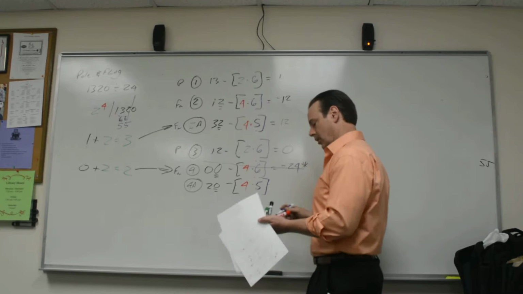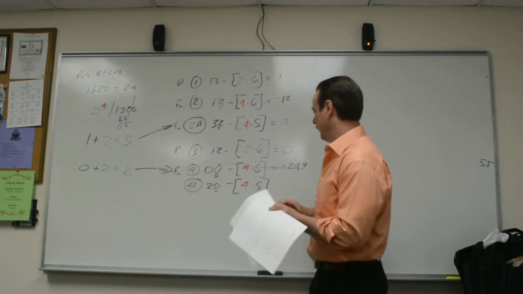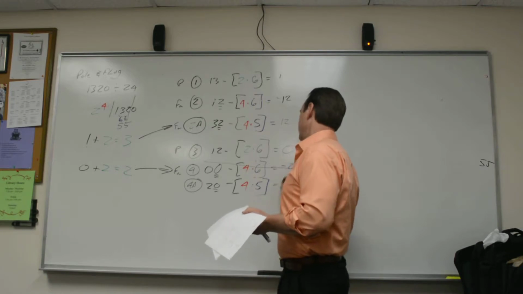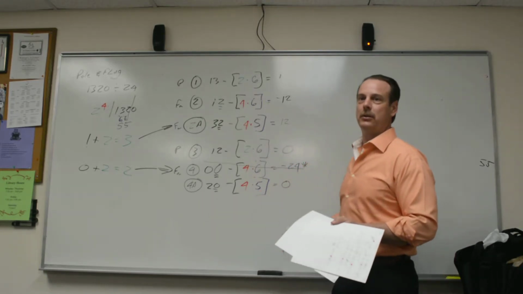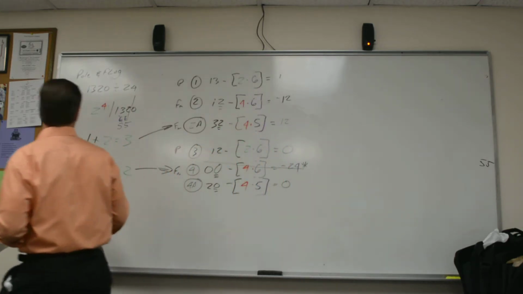This is 20. Oh, geez, this is tough math right here. So now relax, everybody. This is 0. 20 minus 20 is 0. That's the correct answer, 55. So the answer for this one is 55.